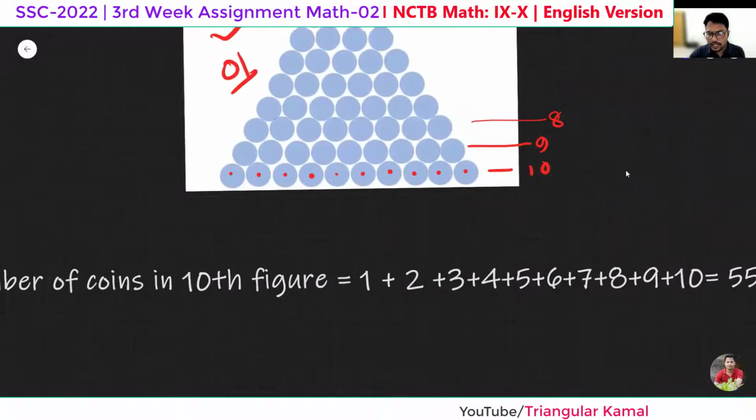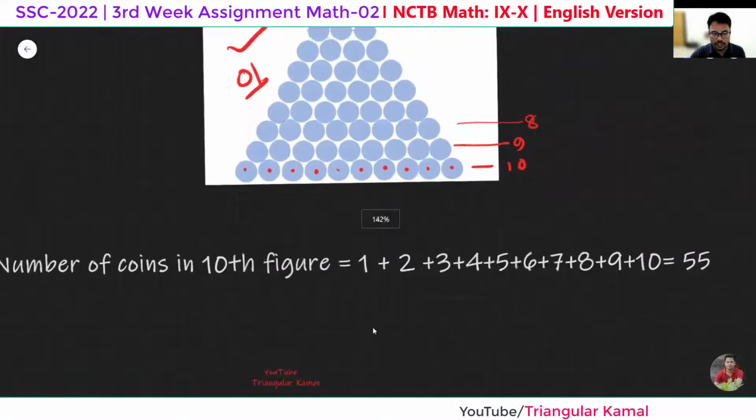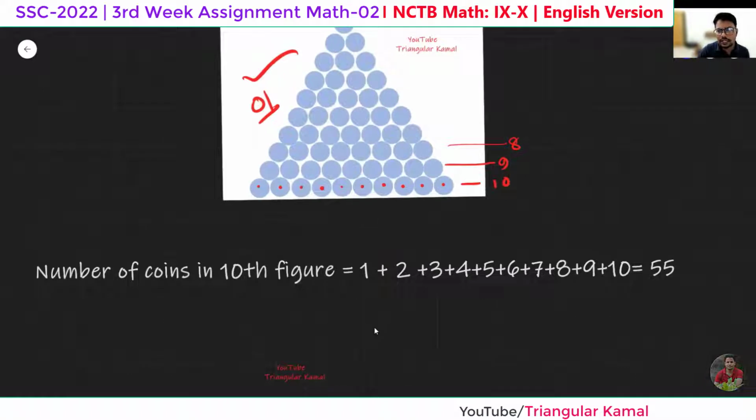Now, in the second part, the number of coins. In the base there are 10, then 9, 8, 7, up to 1. The total number of coins in the 10th figure is 55. So the number of coins in the 10th figure will be 55. If you do this, you will get another 1 mark. So the total is 2 marks for question 1A.